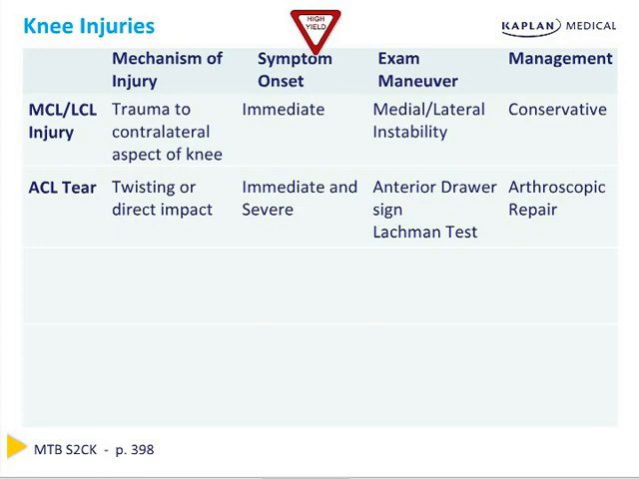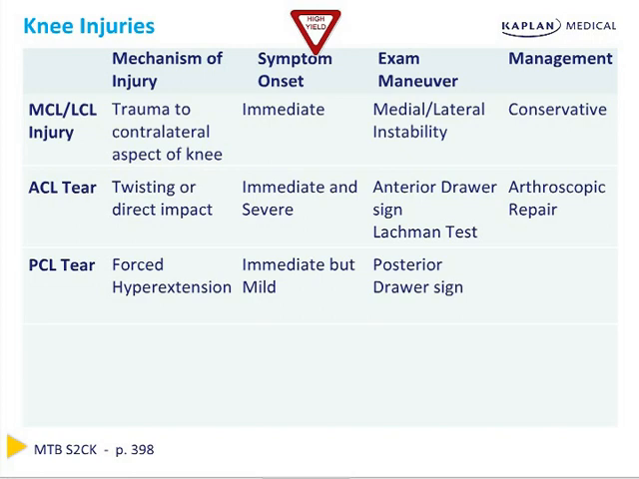reconstruction of the ACL. Posterior cruciate ligament injuries result from forced hyperextension that may occur if a patient steps into a hole or a divot. Swelling will occur immediately, but will be mild compared to the swelling seen in ACL or MCL injuries.